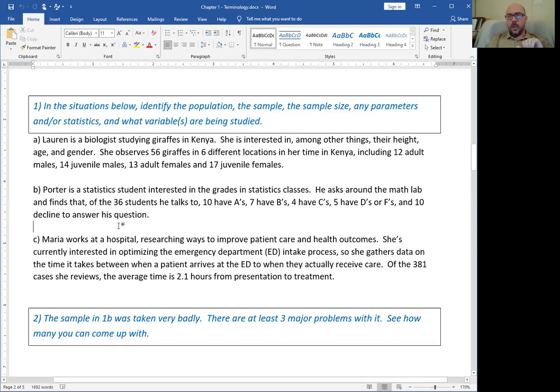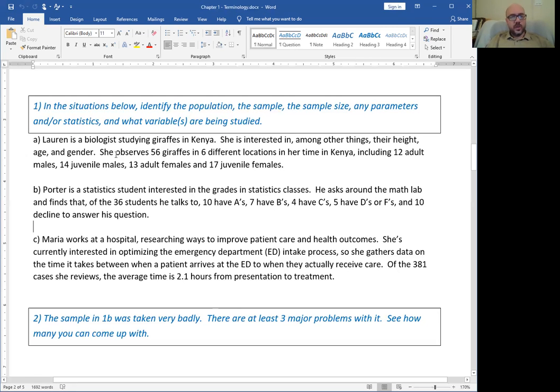All right, and then for part C here, I'm going to pause for a second. All right, let's do part C. So Maria works at a hospital, researching ways to improve patient care and health outcomes. She is currently interested in optimizing the emergency department intake process. So she gathers data on the time it takes between when a patient arrives at the emergency department to when they actually receive care. Of the 381 cases she reviews, average time is 2.1 hours from presentation to treatment. Presentation is when you show up at the hospital.